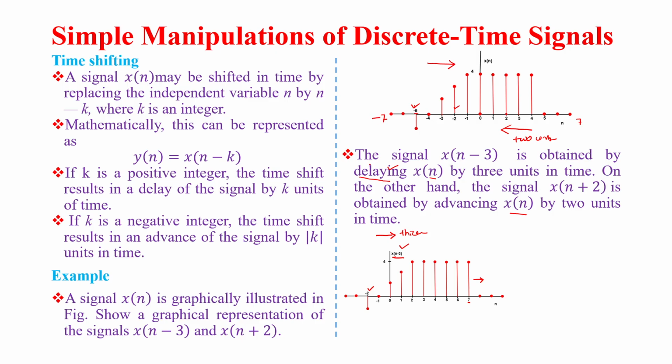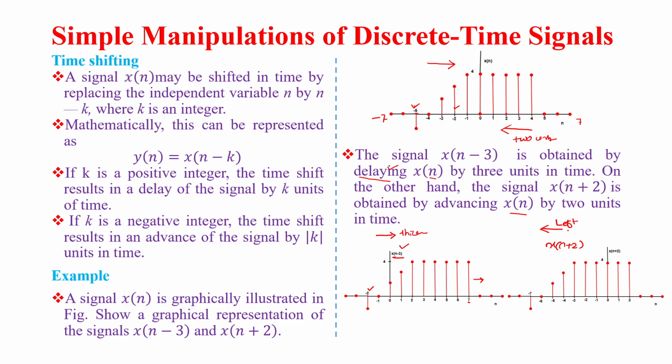Let us see that. So this is x of n plus 2. What we have done is advance the signal by 2 units of time, which means you have to shift the signal towards the left side. This is the meaning of advancing or delaying the signal by that amount of time.